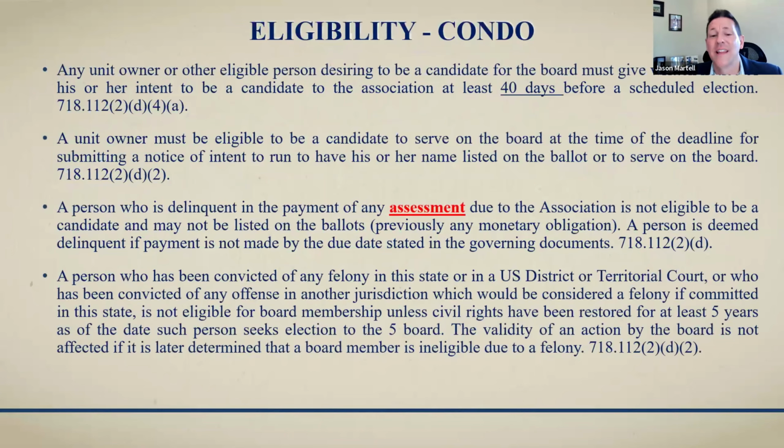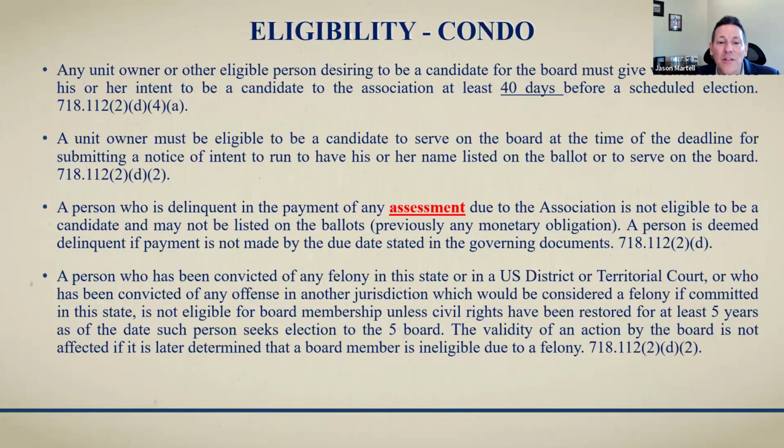Eligibility is a really, really important slide here. There are a lot of things to keep in mind and a lot of questions that sometimes stem from this eligibility conversation. So keep in mind that any unit owner or other eligible person, and the reason it says other eligible person is because some of your governing documents don't even require board members to be members of the community, but hopefully they're few and far between for a lot of the folks on this call.